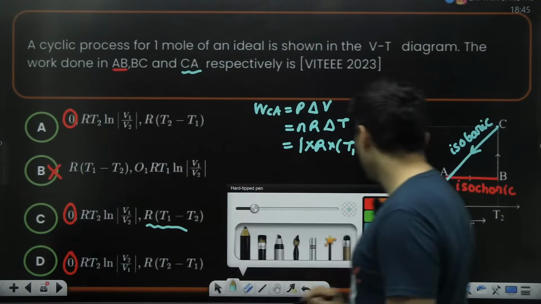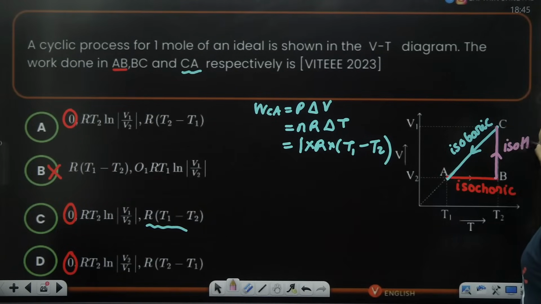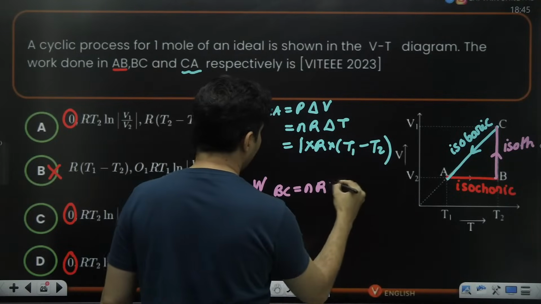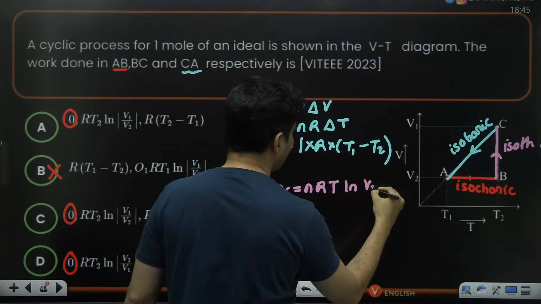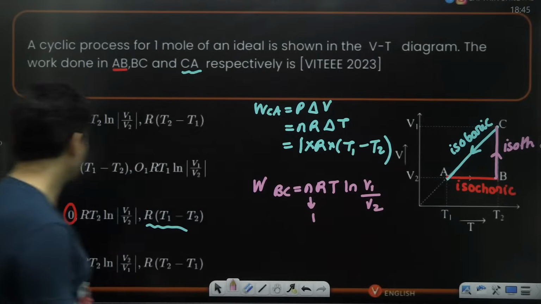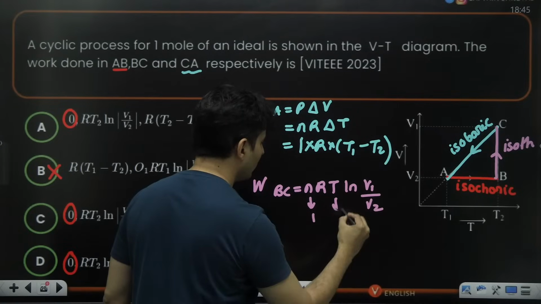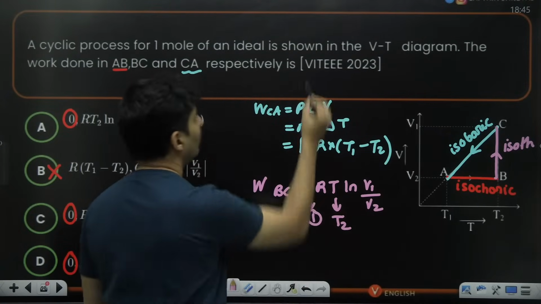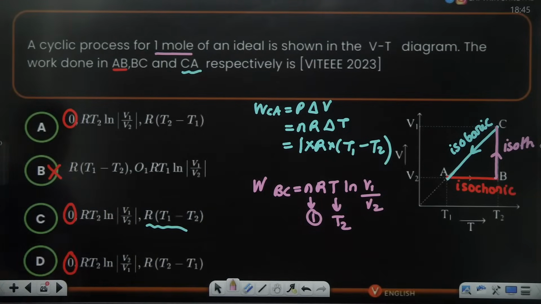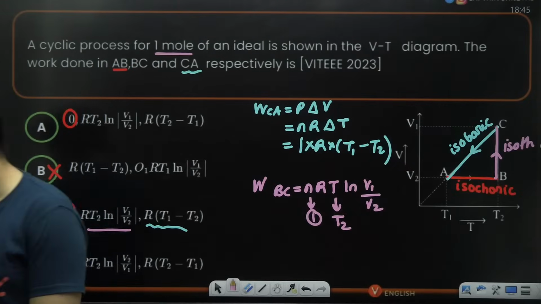It will be correct even if you do it for this one, which is isothermal. So work done from B to C is nRT log of final volume by initial volume. So n is basically 1. So 1 RT, T is basically your temperature T2. This was 1 mole, it was already given. Okay, log of final volume by initial volume. So that is also matching. So yes, option C is the most appropriate answer.